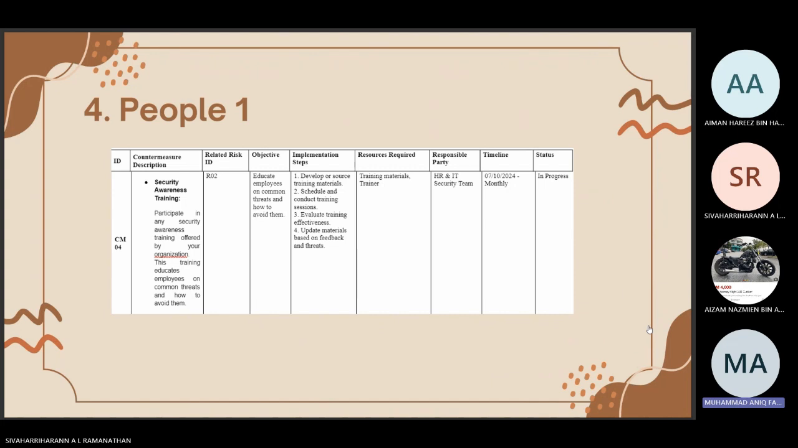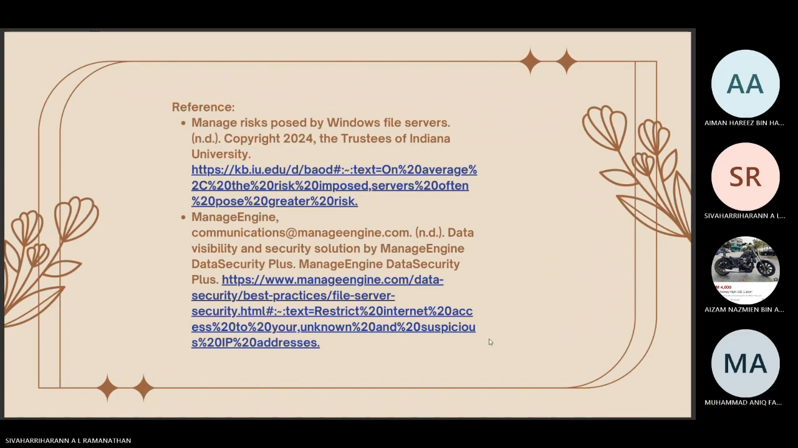Implementation steps include developing or sourcing training materials, scheduling and conducting training session, and updating material based on feedback and emerging threats. The resources required are training materials and a trainer, and the responsible party for this countermeasure include HR, which is human resource, and IT security team. So the status is currently in progress. Next.